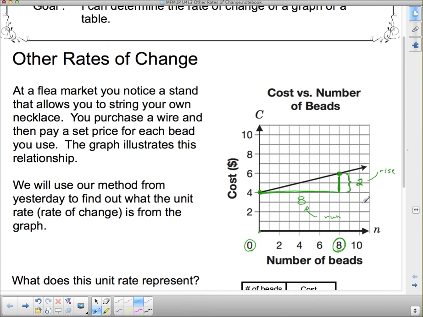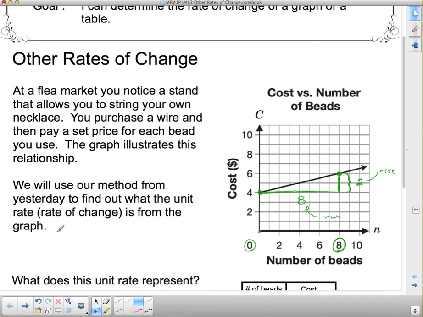Now, what does it actually mean? Well, it means that every time I purchase 8 beads, my price increases by $2. Now, it has nothing to do with the fact that it started at $4 in the first place. We're going to talk about that in just a minute. But every time my beads increase by 8, my cost increases by 2.